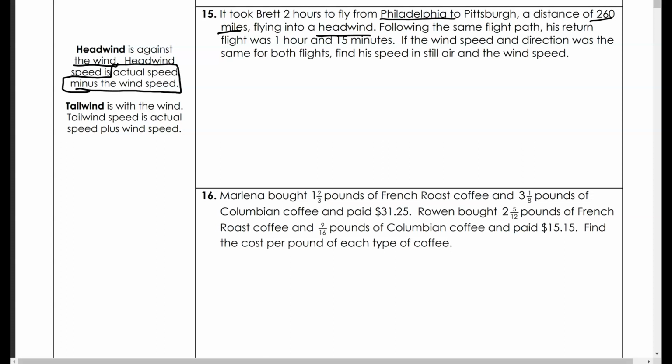Following the same flight path, his return flight was 1 hour and 15 minutes. If the wind speed and direction was the same for both flights, find his speed in still air and the wind speed. So we still need 2 different variables because we're dealing with his speed in still air and his wind speed. We're going to have x equal the speed in still air, and y will equal the wind speed.